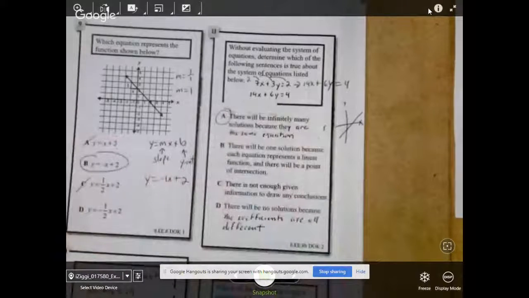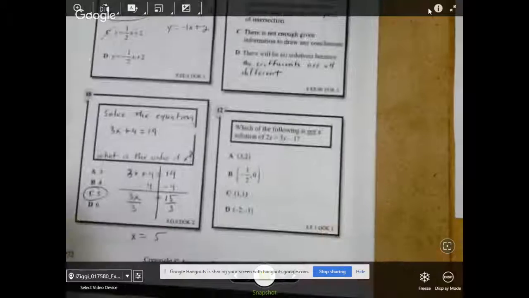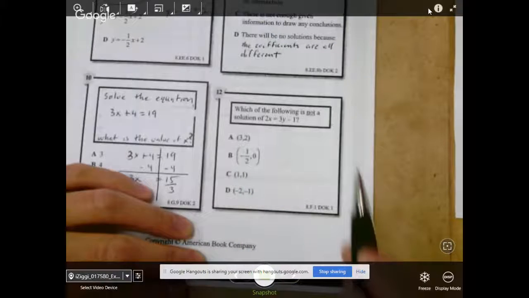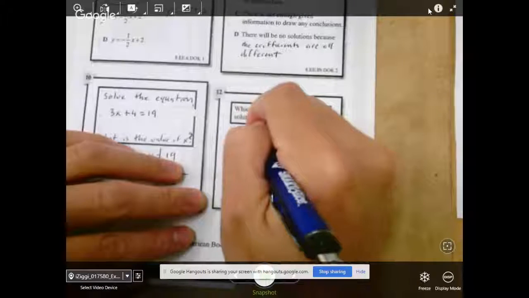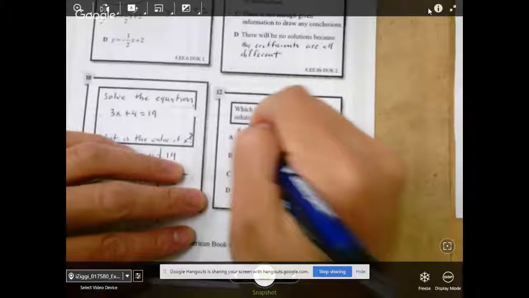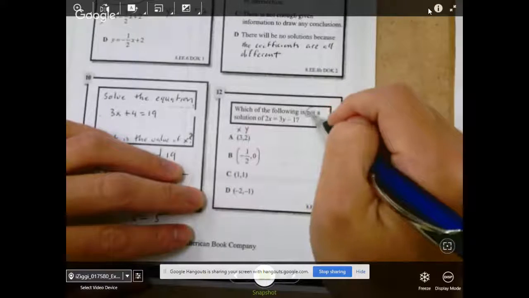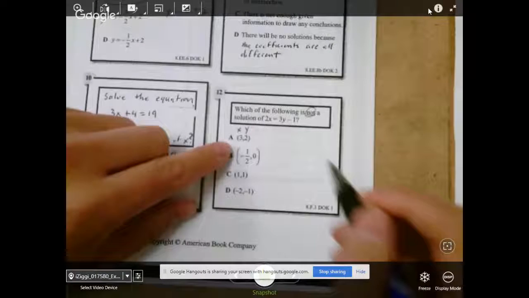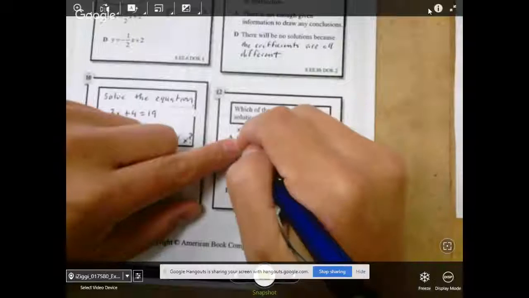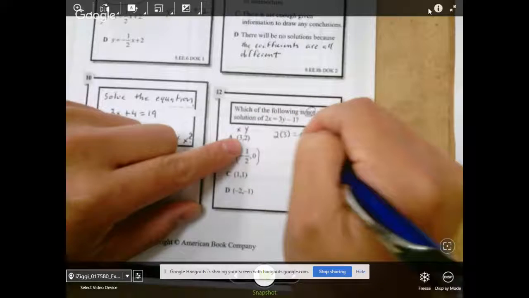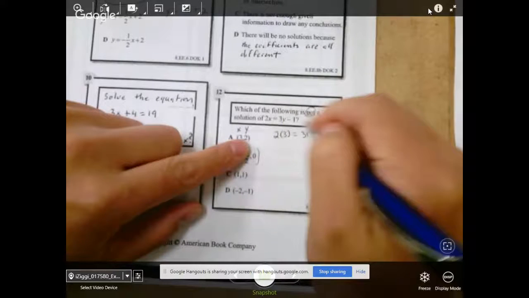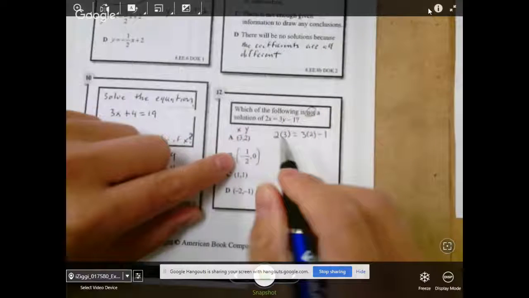Number 12, which of the following is not a solution to 2x plus 3y equals 1? Hey, the first number in the coordinate is always x, the second number is always y. And the key thing here is which one is not a solution. So which one doesn't work out? Okay, so let's plug in this first one. 2 times x is 3, so 2 times 3. y is 2, right? So 3, and then the y is 2 minus 1. I just plugged in 2 for y and 3 for x.